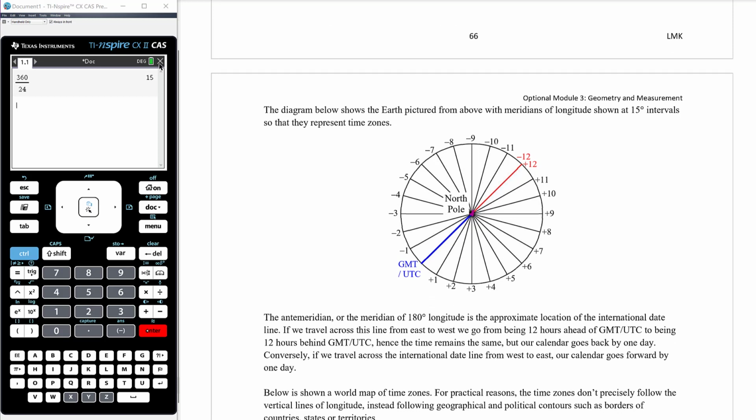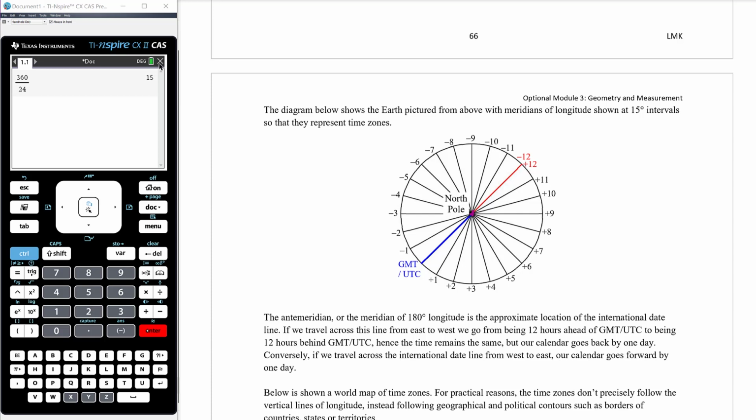So if we're adding on an hour for every 15 degrees as we go this way, and we're taking away an hour for every 15 degrees as we go this way, we get this problem happening over here, okay? And this is at the anti-meridian, which we've talked about before, which is the meridian of 180 degrees longitude, and that's the approximate location of the international date line.